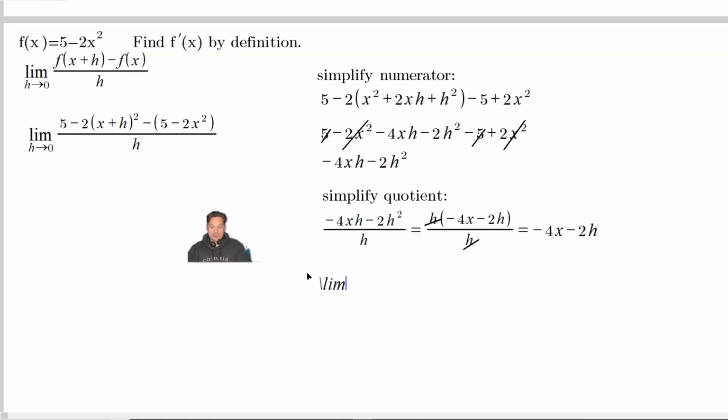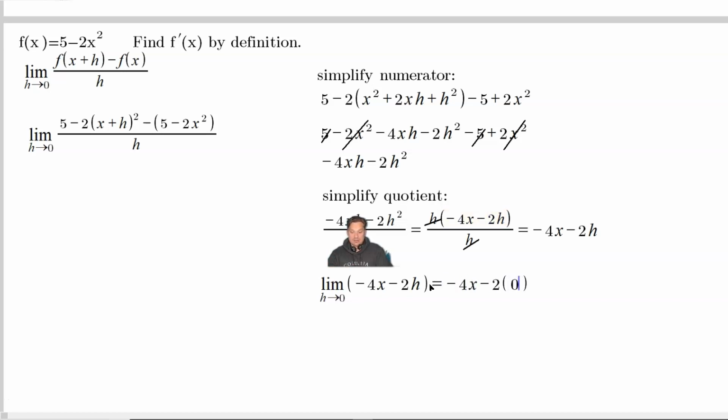Now lastly, we've done all this prep work. Let's just take the limit to finish up. So limit as h approaches 0 of negative 4x minus 2h is what I'm going to write here because I've cleaned up that expression. F of x plus h minus f of x over h is this expression that's directly below me, okay? And now, because this is a polynomial, I can just replace h with 0 directly, so it's going to look like negative 4x minus 2 times 0, which is then just negative 4x. And of course, this is the answer that we are looking for, okay? So to be clear, this is the answer, negative 4x. That's the derivative of 5 minus 2x squared found by the definition.